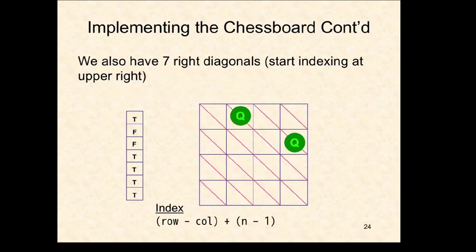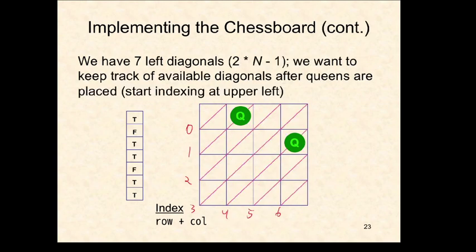And then for the right diagonals, we start our indexing at the upper right. So we would say this is diagonal 0, 1, 2, 3, 4, 5, 6. We can see that diagonals 1 and 2 are not available, all the others are available. And here's how we index. I forgot to do that on the previous one.